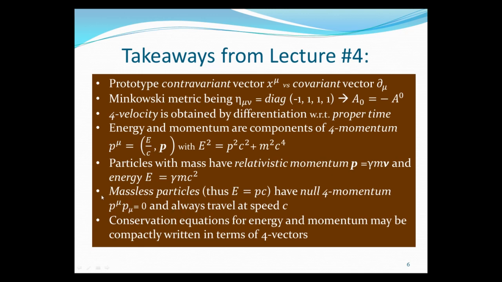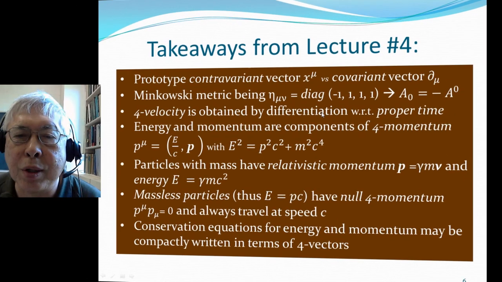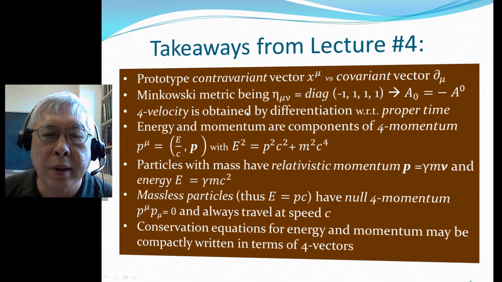Here are the highlights. Remember, we said the prototype contravariant vector is the position vector x with upper index mu, and the prototype covariant component is the del operator, del with lower index mu. The Minkowski metric eta mu nu is diagonal with minus 1, 1, 1, 1 on the diagonal. So you can, for example, relate contravariant to covariant components, with a minus sign for the zeroth component, because we can use the metric to raise and lower the components.